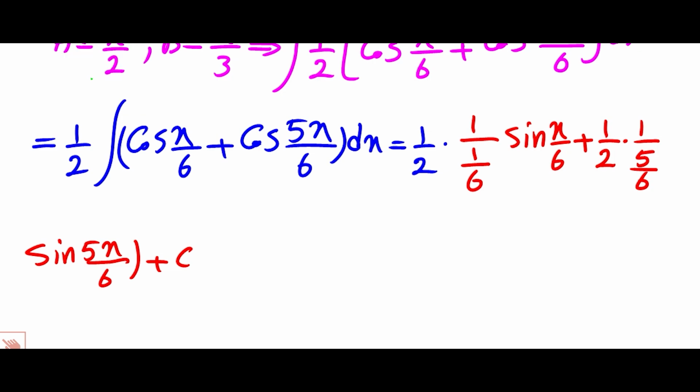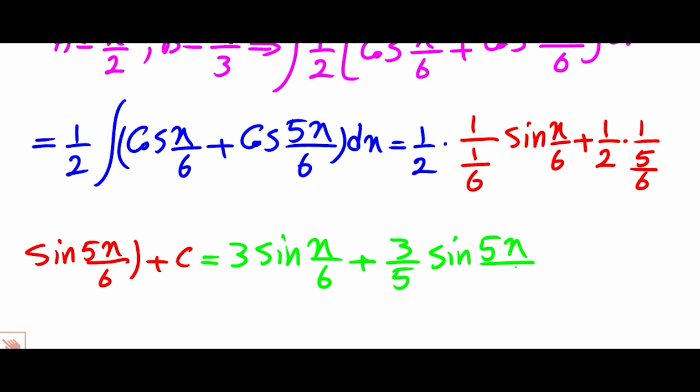So the final answer: 1 over 1 over 6 equals 6, times 1/2 equals 3, sine of x over 6, plus 1/2 times 6 over 5 equals 3 over 5, sine of 5x over 6 plus c.